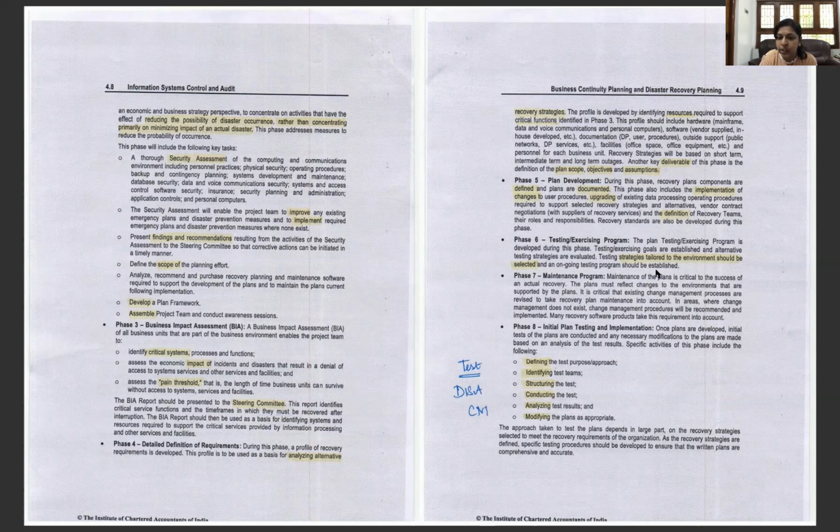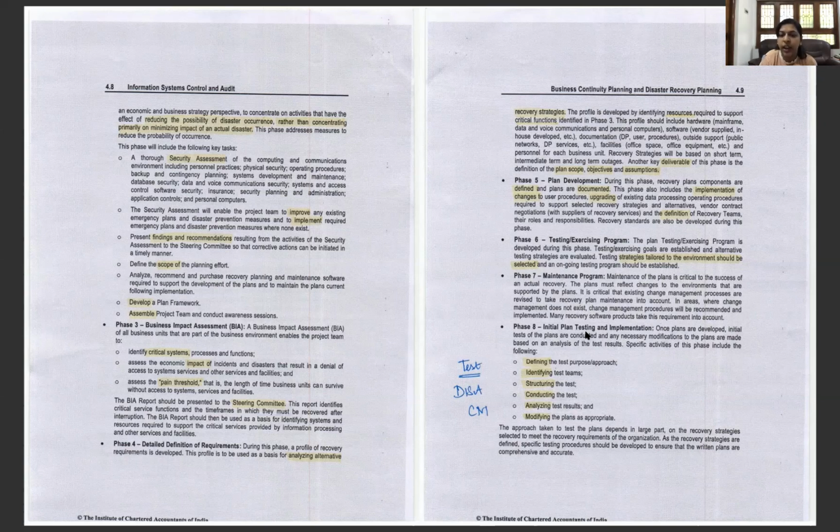Okay, so this is what the maintenance program is all about. This is critical for the success of the business. Existing business processes are revised to take recovery plan maintenance into account. The plan must reflect the changes. It is critical, it must reflect the changes. If there are no change management procedures, they should be implemented. So 3 points: maintenance program, maintenance is critical and it should reflect the changes, and then change management procedures should be implemented if not in place.